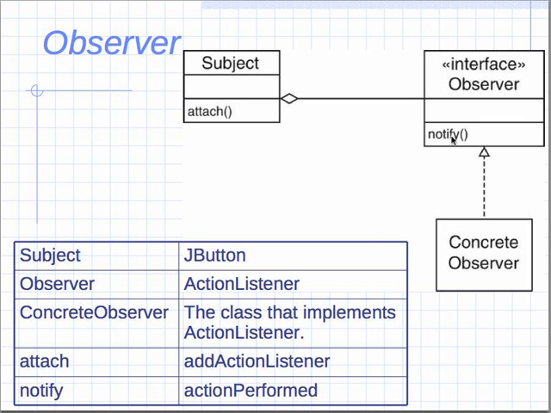So when someone clicks on the button, it says, all right, who are all the action listeners? I have a list of them. I'm going to call the notify method of each one. So the action listener's notify method is basically like action performed.